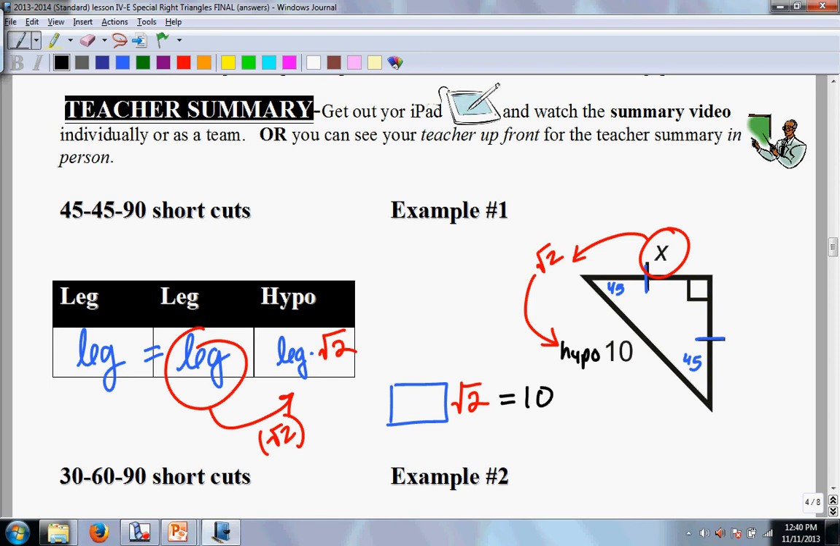And if you're comfortable with your radicals, you know what goes in that box is, first off, you need another root 2, because root 2 times root 2 is 2. But to get 10, you need to add a 5 there, because 5 times 2 is 10. So the complete answer here is 5 square root of 2. And since they are equal, this is also 5 root 2.